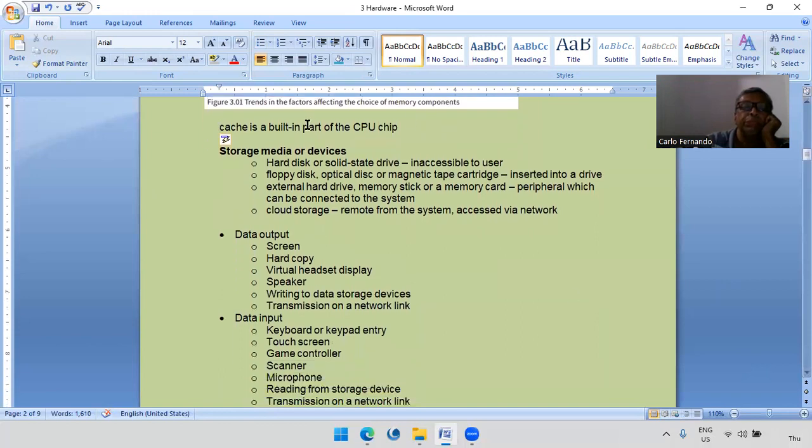Then the storage media or devices. Hard disk or solid state drive that is inaccessible to user. Hard disk is fixed inside. Solid state drive is also in place of hard disk. The newer version is SSD, solid state drive. So they are fixed inside and the user cannot touch it or access it.